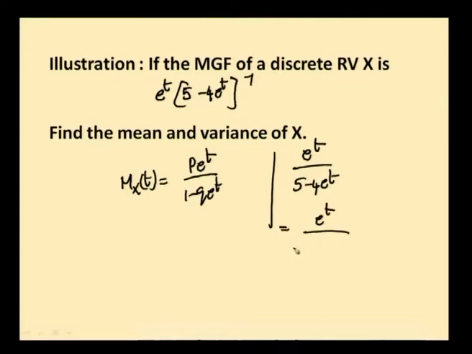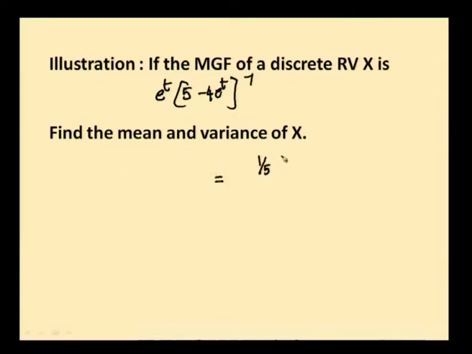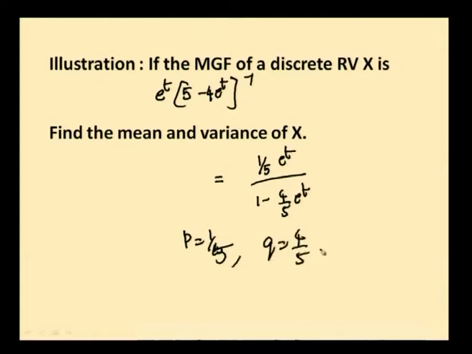E power t, take 5 outside, 1 minus 4 by 5 e power t, and it is written in this format: 1 by 5 e power t, 1 minus 4 by 5 e power t. So, comparing with the moment generating function of a geometric distribution, p is equal to 1 by 5 and automatically q is equal to 4 by 5.